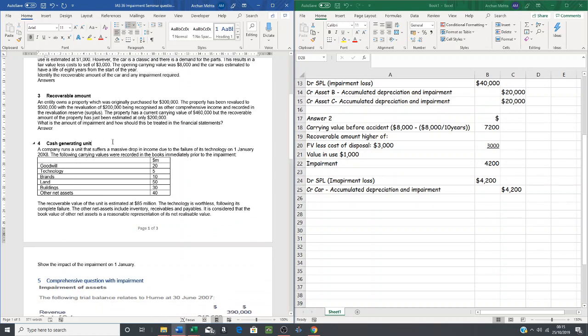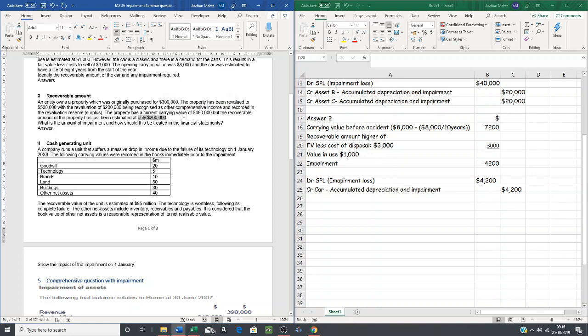Now let's look at question 3, slightly different. We are dealing with an asset which was previously revalued. An entity owns a property which was originally purchased for 300,000. The property has been revalued to 500,000 in the past, with a revaluation gain of 200,000. That's a gain recognized as part of other comprehensive income and recorded in the revaluation reserve or surplus. So in the past, 200,000 pounds worth of gain was taken to revaluation surplus. Now the property has a current carrying value of 460,000. The recoverable amount of the property is 200,000. So the value has declined. Our book says 460, but in reality it should be 200,000.